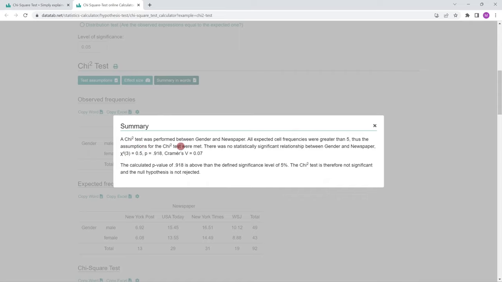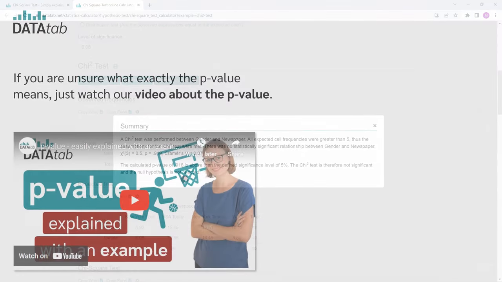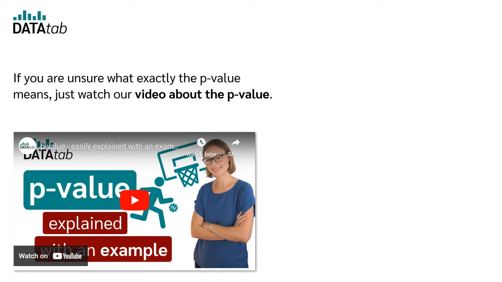A chi-square test was performed between gender and newspaper. All expected cell frequencies were greater than 5, thus the assumptions for the chi-square test were met. There was no statistically significant relationship between gender and newspaper. This results in a p-value of 0.918, which is above the defined significance level of 5%. The chi-square test is therefore not significant and the null hypothesis is not rejected. If you're unsure what exactly the p-value means, just watch our video about the p-value.